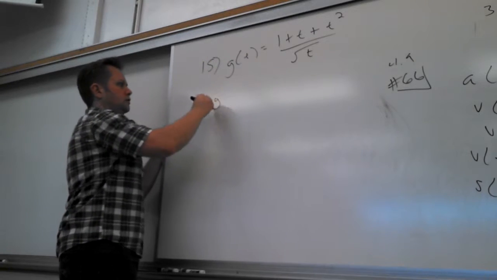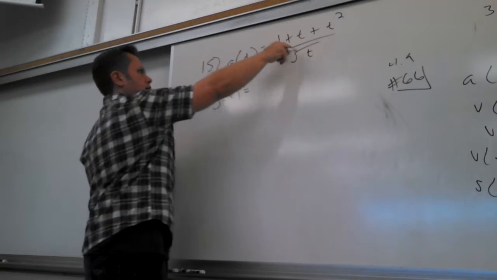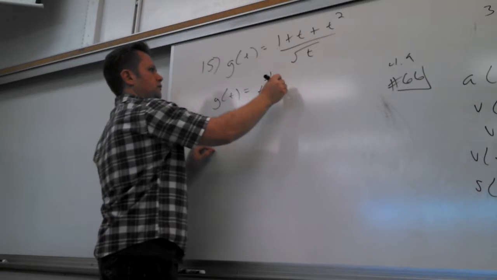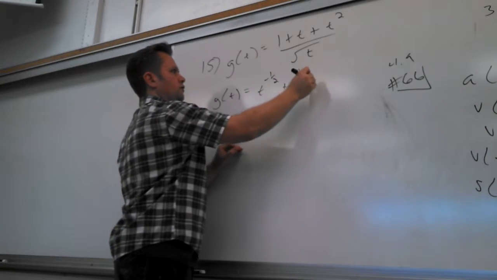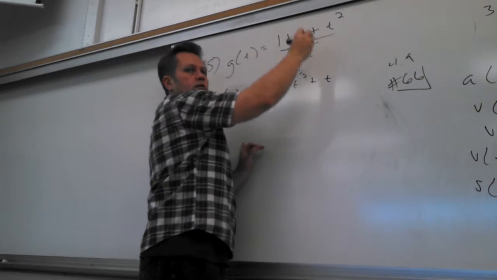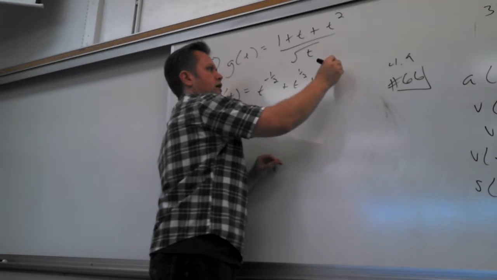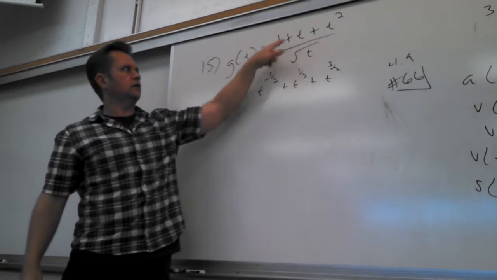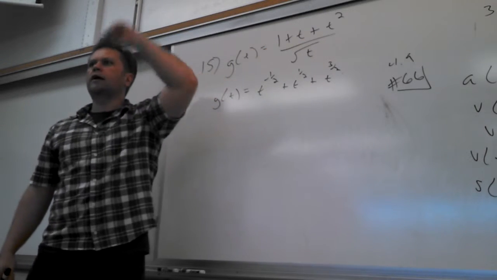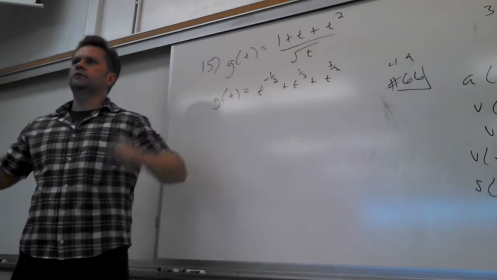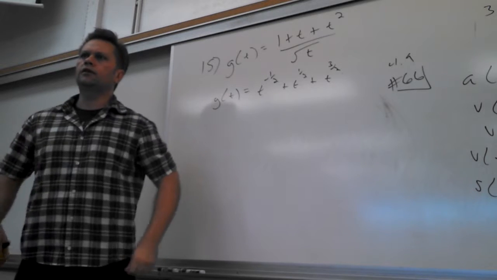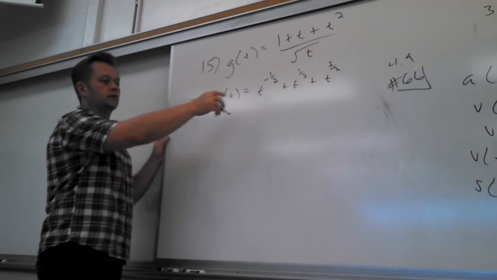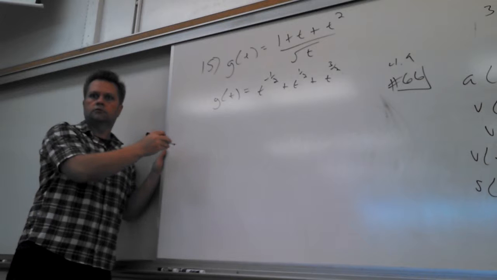So what's a good thing to do? Split it up. So I get t to the negative 1/2 plus t to the 1/2 plus t to the 3/2. Is that cool? Just subtract half a t from everybody, because you're dividing by t to the 1/2, so subtract a half from all the exponents. And then you can attack this with the rule we came up with.